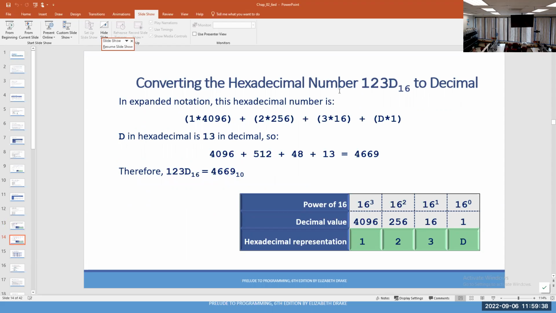If you convert from hexadecimal to decimal, you do the same. If you have 1, 2, 3D, this column here is 4096, this column here 256, this column here 16 and 1, and you just multiply them together and add them together. And you have 4669 here for this one.